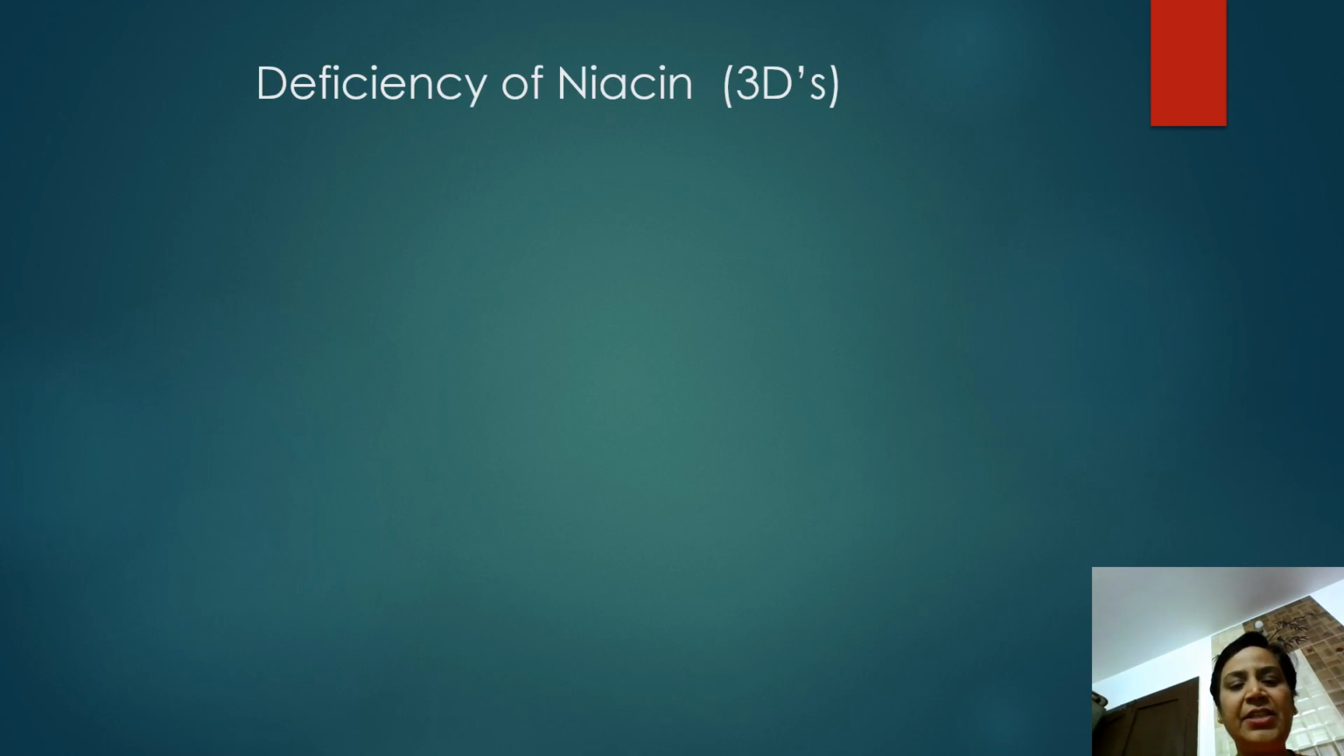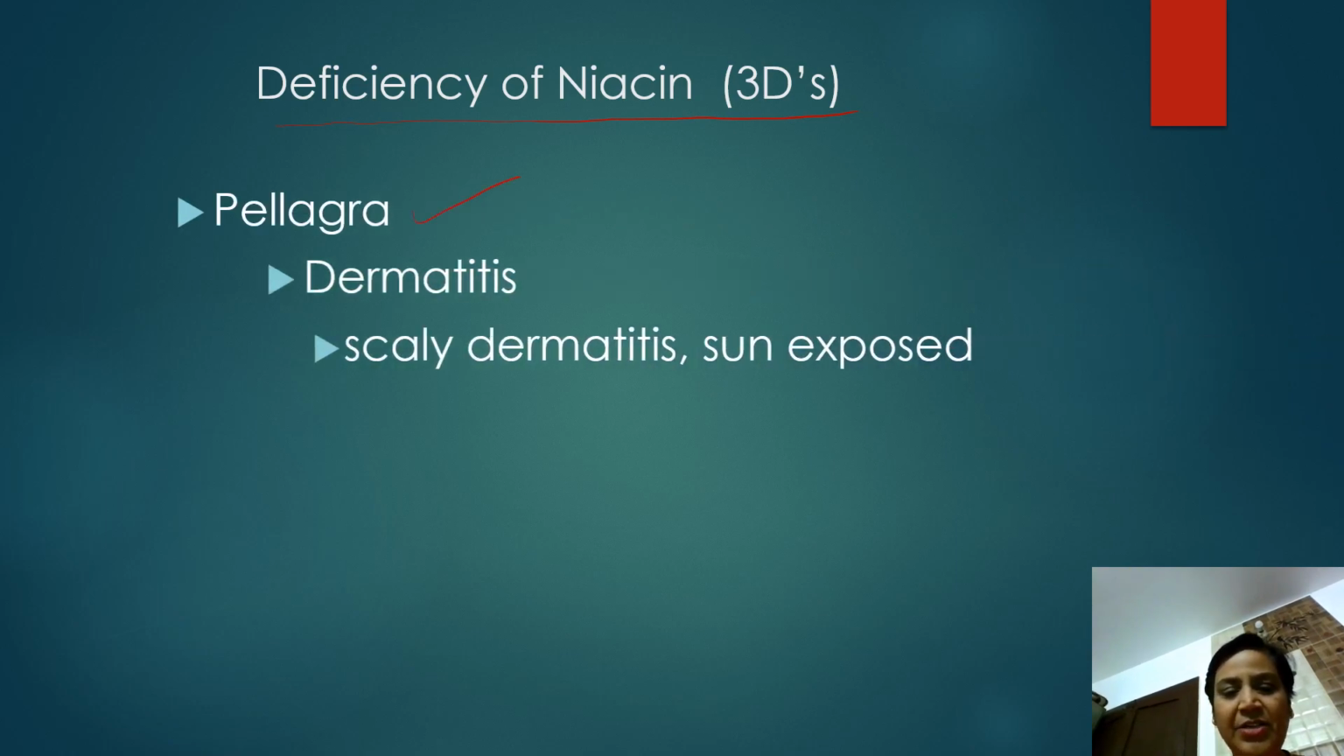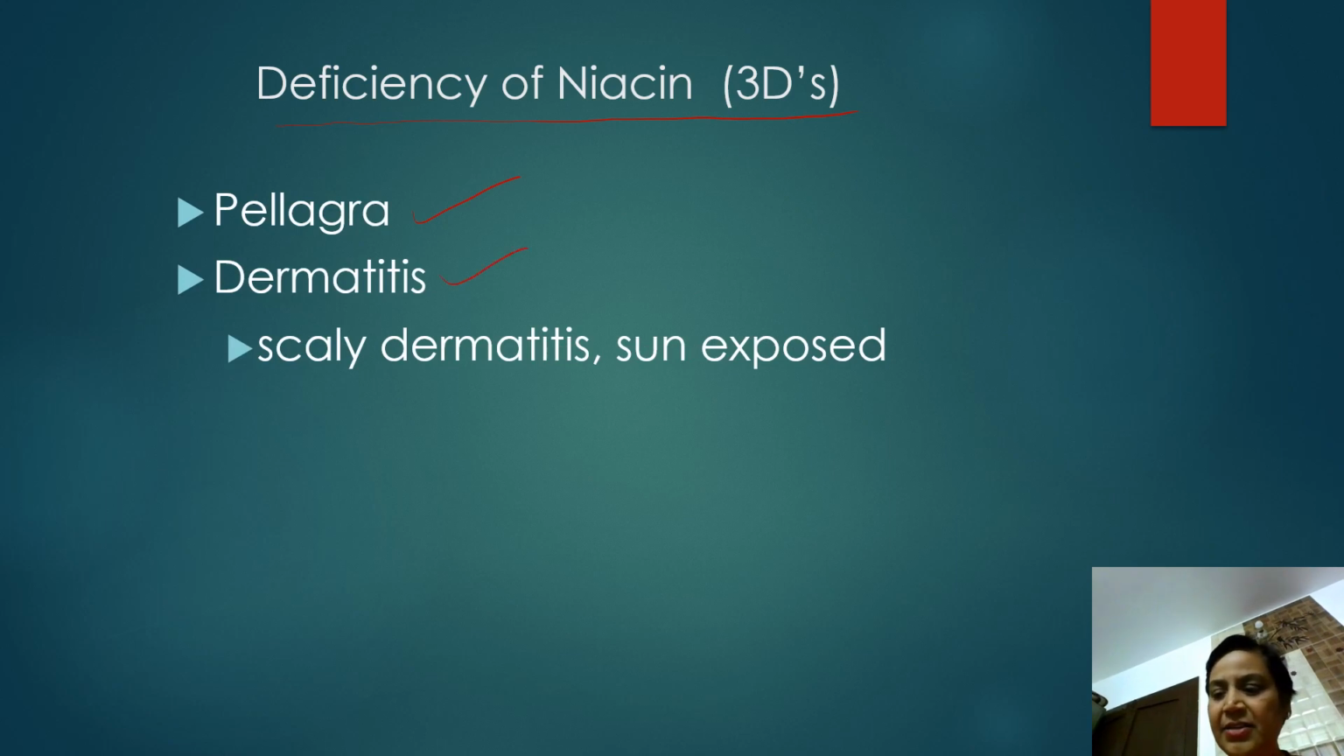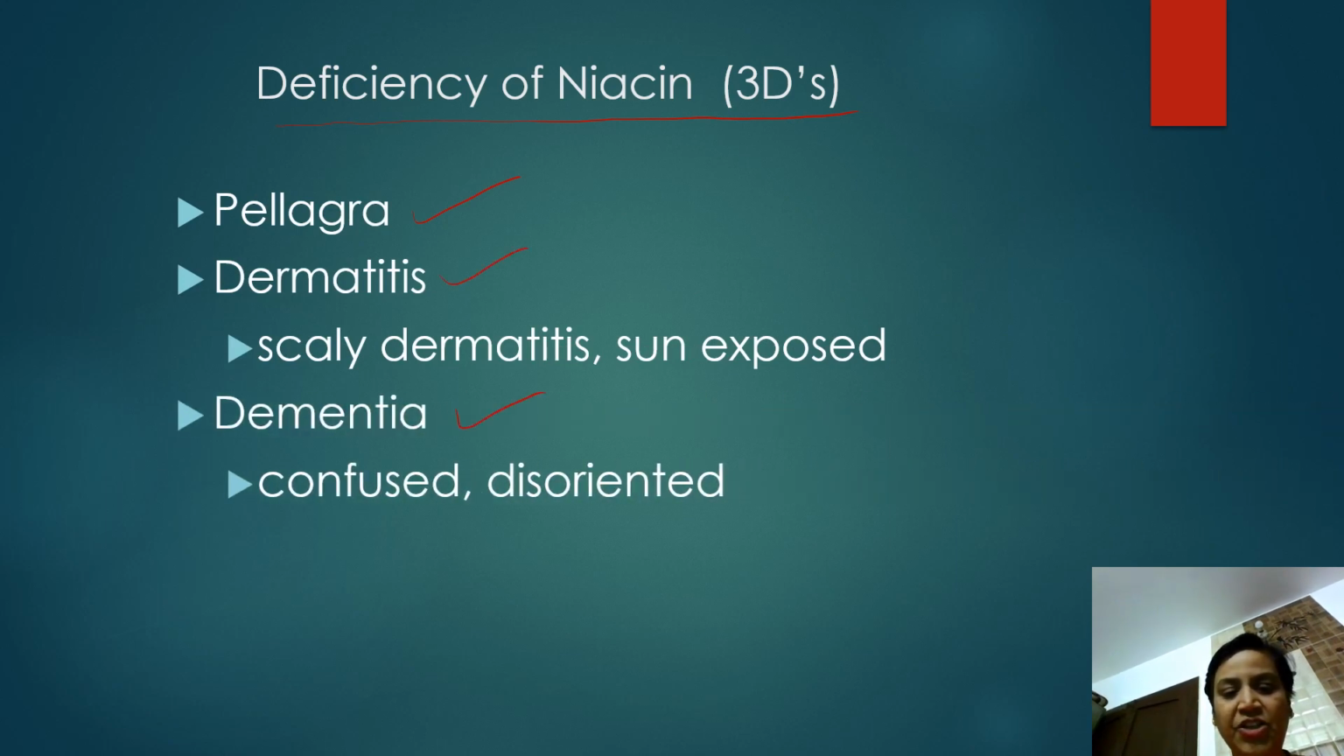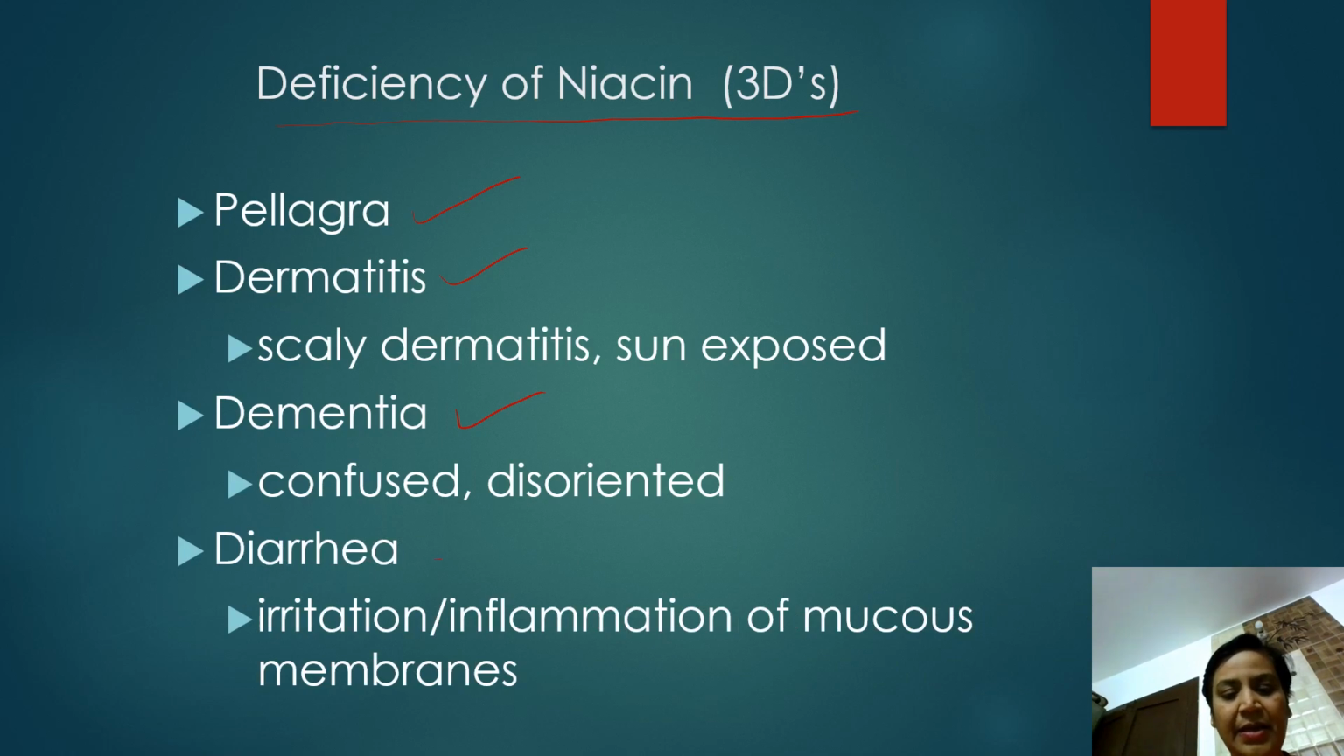Then deficiency of niacin is characterized by 3Ds. It leads to pellagra, which is characterized by 3Ds. One is dermatitis, dementia, and diarrhea, which leads to the fourth D, that is death. So deficiency of niacin causes pellagra. This is vitamin B3.